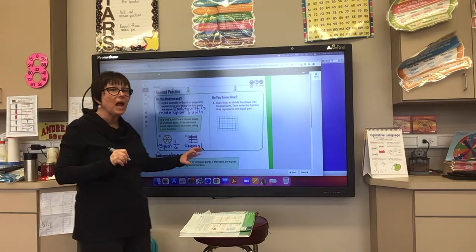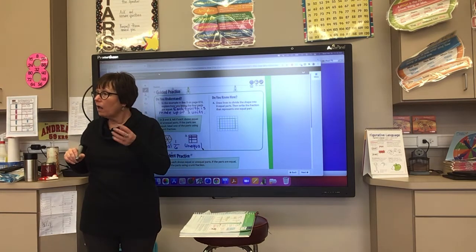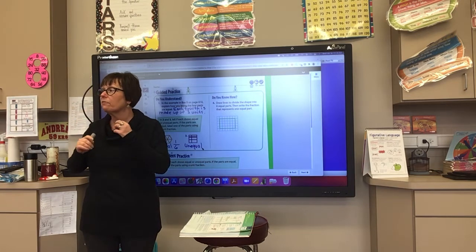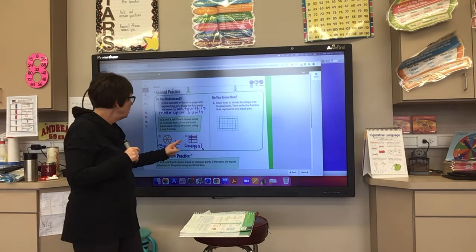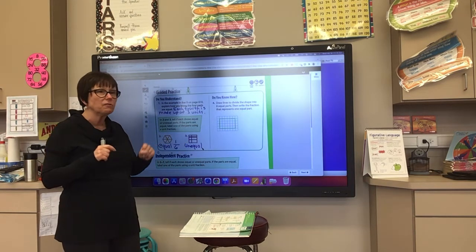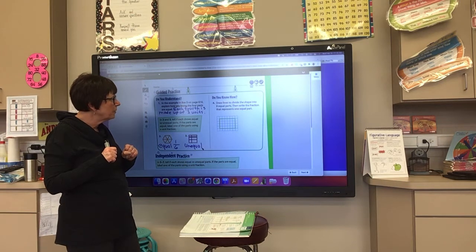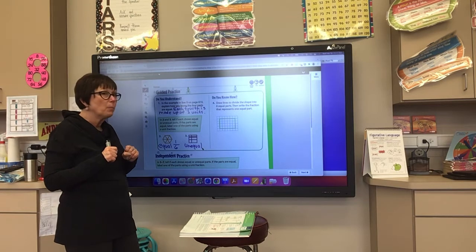When we're making fractions, everything has to be the same size in a fraction, boys and girls. We can't do this. All the parts have to be the same size in a fraction. Now, here's what we have to do. It says draw lines to divide the shape into 8 equal parts. Then write the fraction that represents 1 equal part.